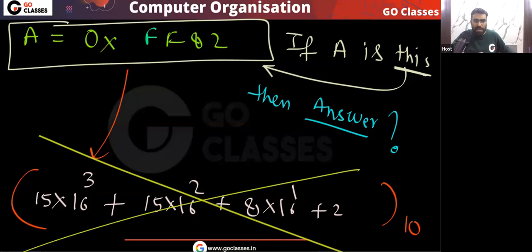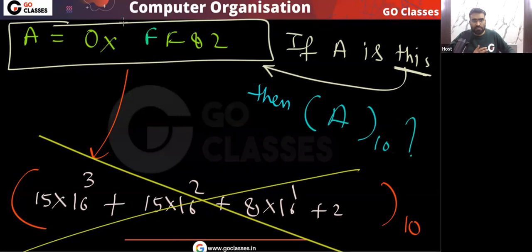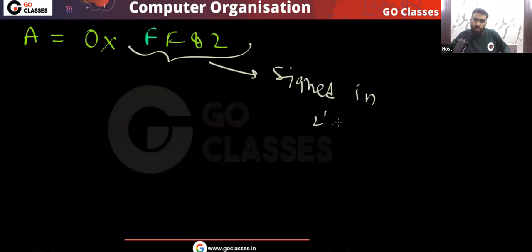I'm just making a small point. Don't worry about the answer. Did you understand the point that I'm trying to make? So here, remember, this is a signed number in 2's complement. Now, what will you do?